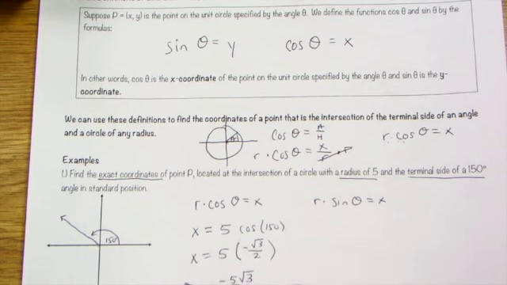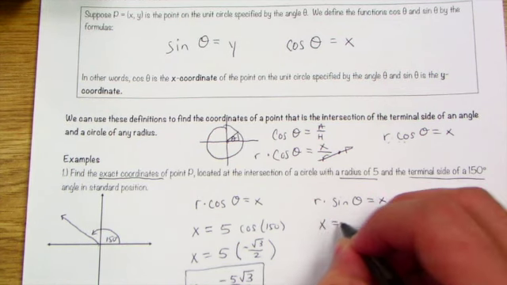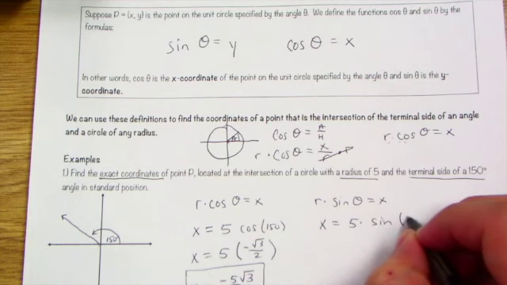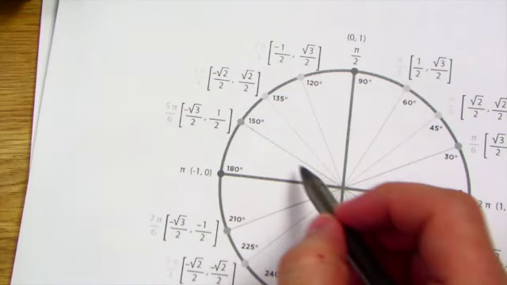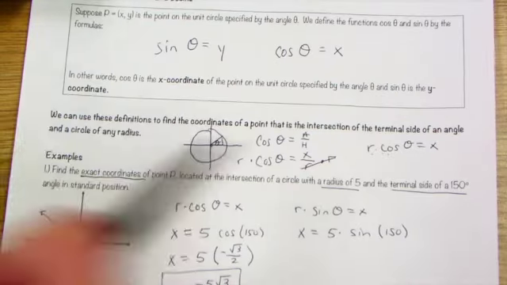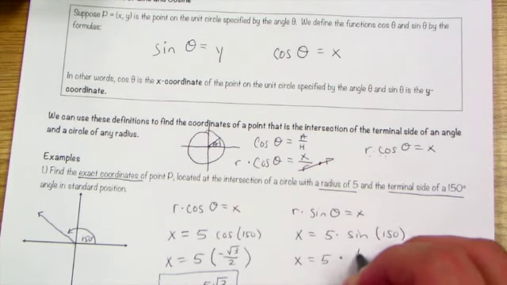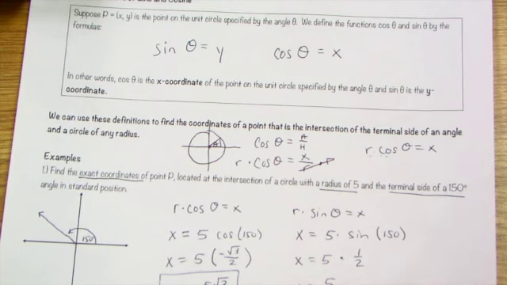And that's the x coordinate. The y, again, I'm going to flip this around, same radius times the sine value of 150 degrees. From our unit circle, we go to 150 degrees. You see that the y value is 1/2. So y is 5 times 1/2, or 5 over 2.